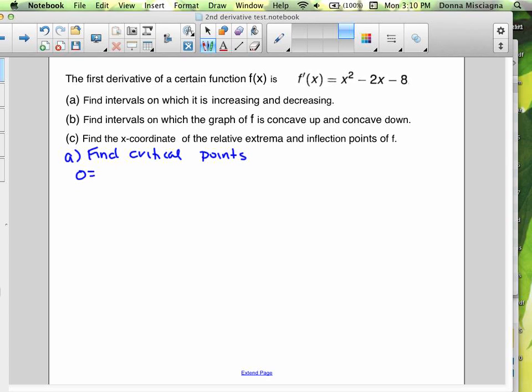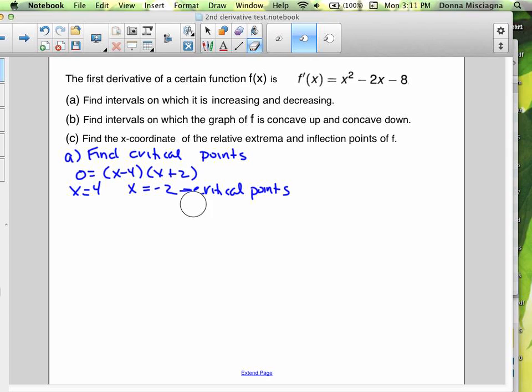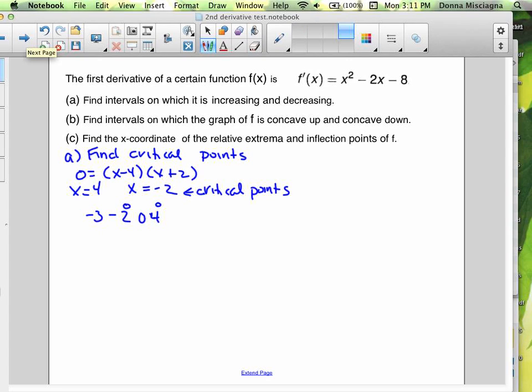So 0 equals, because it's not undefined anywhere, and this factors to (x minus 4)(x plus 2). So x minus 4 is 0, x is 4, and x plus 2 is 0, x is negative 2. These are the critical points. Let's do a sign chart to look at where it's increasing and decreasing. So we have negative 2, that's a 0, and 4 is a 0. We'll plug in, oh, not 3. 3 is okay, but 0 is the best. And then negative 3 and 5.